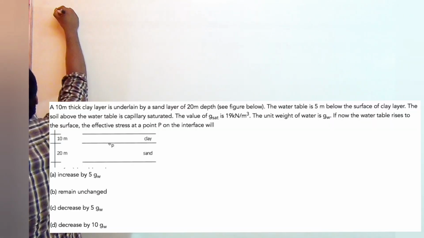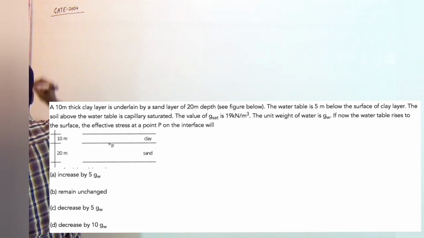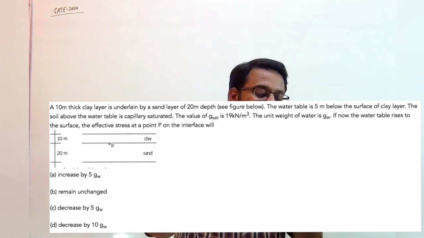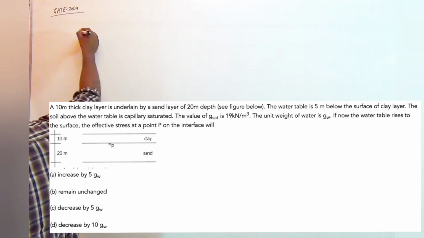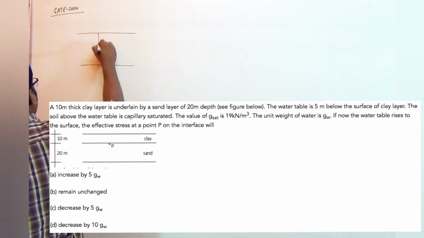Now again I am taking a new question from GATE 2004. So the question is from GATE 2004, and again you can see that on the screen. The question is saying that a 10 meter thick clay layer is underlain by a sand layer. A diagram is also given in the question like this.